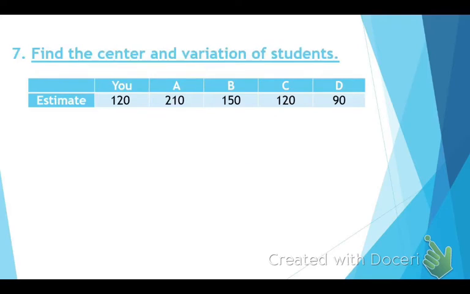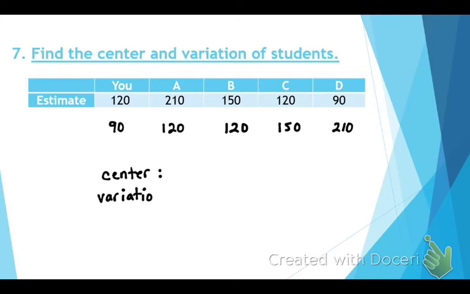For this one, we've got the same data set. It's asking us to find the center and the variation. Here's what I saw a lot of people forgot to do. Don't erase your boards yet. What do I have to do with my data set before I do anything else? Put it in order from least to greatest. Those of you who forgot to do that got your center incorrect. The center has to be found when they're in order from least to greatest. What would my center be, guys? 120 students, because it's the number in the middle. Once again, if you forgot to put them in order from least to greatest, you would have said the answer was 150, but that's not the case.